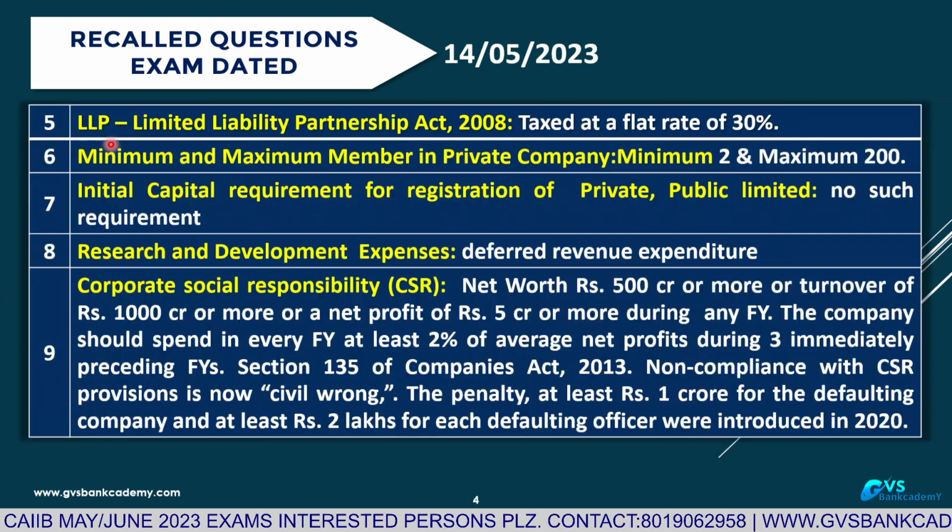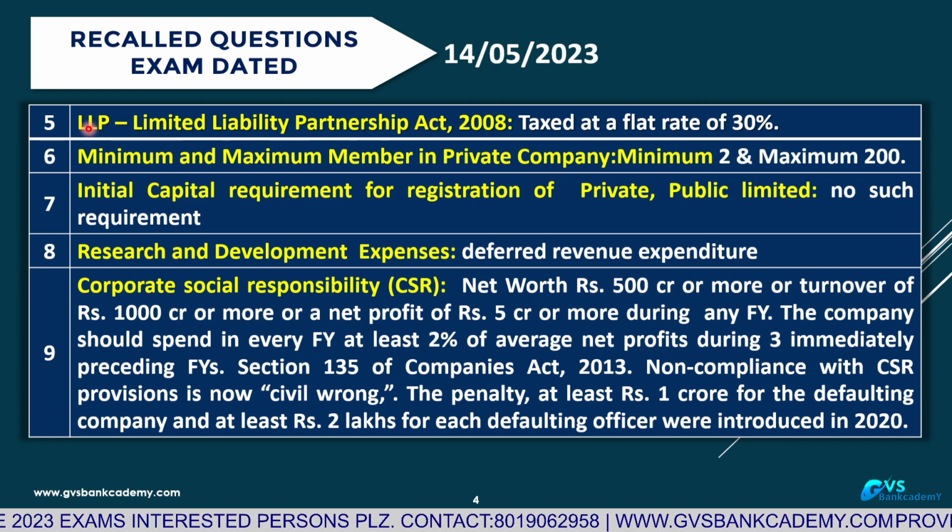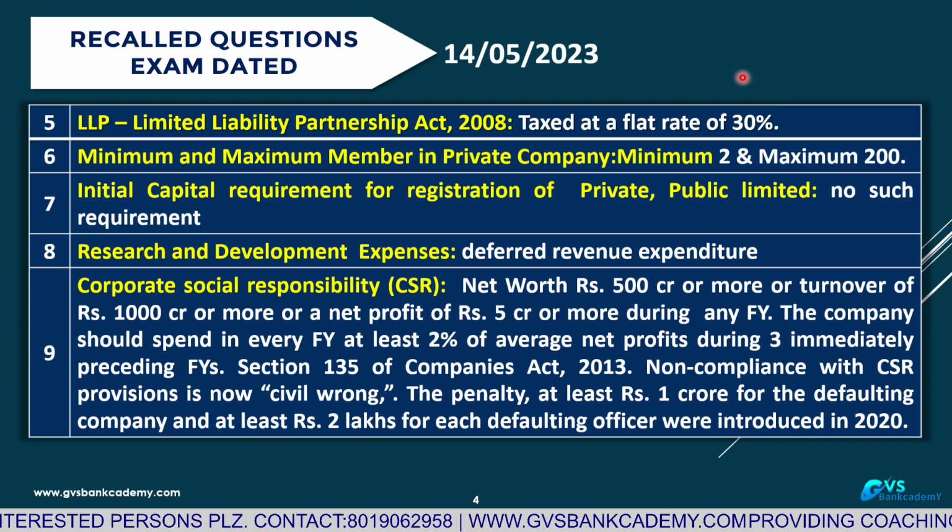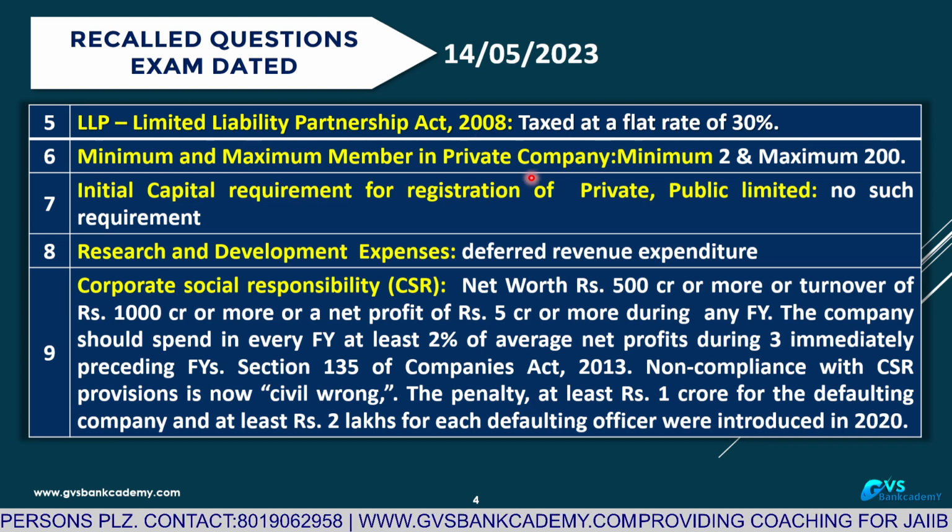Question number 5, LLP, Limited Liability Partnership Act 2008. Minimum number of partners is 2, maximum unlimited. Registration is under the Registrar of Companies, MCA. What is the tax rate applicable to LLP? Flat 30%. On the profitable income, the LLP has to pay tax at 30%. This question they also asked.